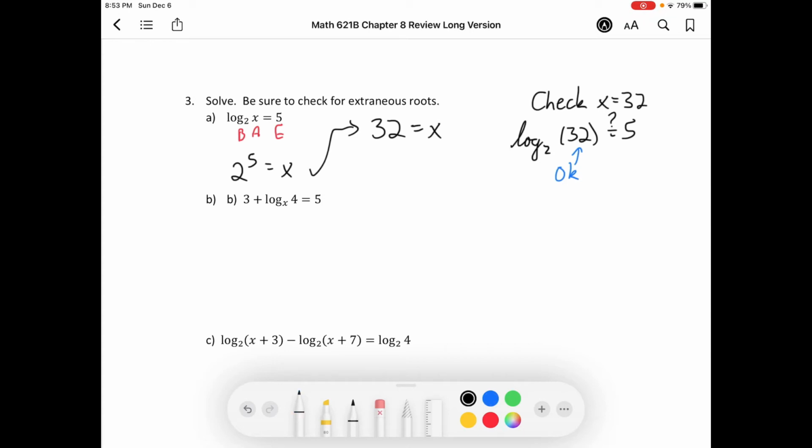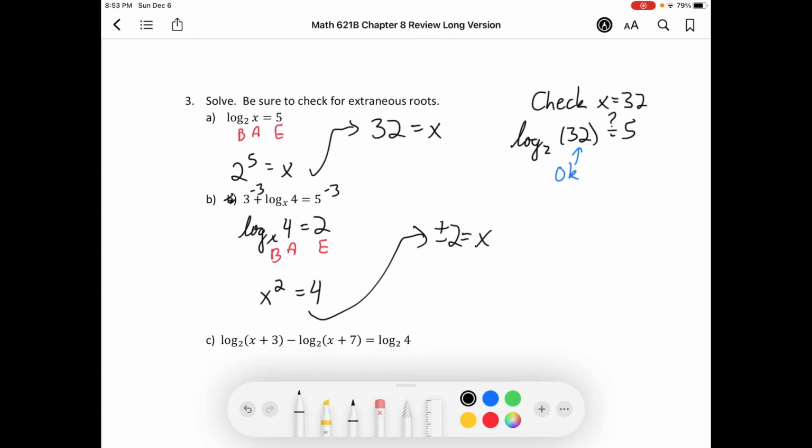Similarly, in the next one, I can move that 3 over. You can see right here that this 3 is causing us grief. So we'd have log base x of 4. Just trying to isolate my weirdest thing. And then we'll switch to exponential form. Okay, so we get x to the 2 equals 4. Now normally that would give us plus or minus 2.